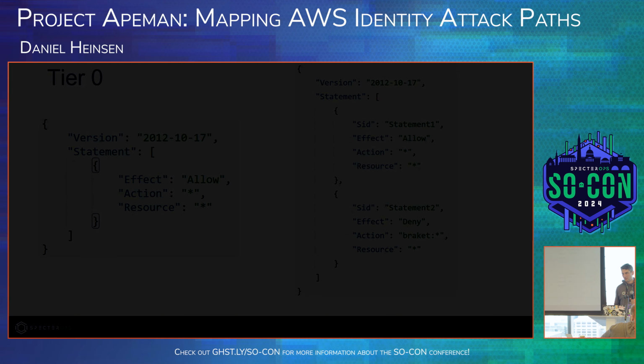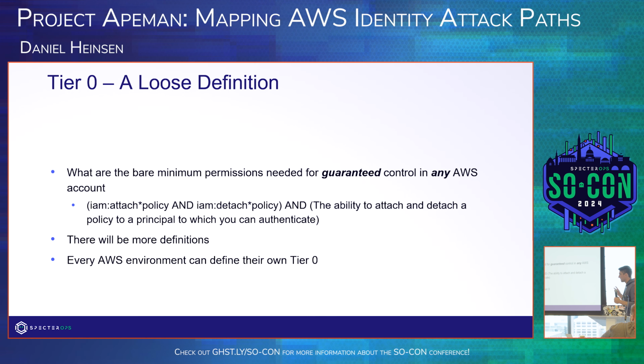And then obviously you could probably see where I'm going with this. How much can we whittle away before it's not tier 0 or it's not admin? Or more properly put, what does it mean to be admin? What is the essence of it? And so we kind of came down to this first definition. And it's going to be probably the first of many, which is, what's the bare minimum that I can have where I can guarantee an account takeover, right? And we came to attach role policy and detach role policy and the ability to authenticate as the principal where we can attach and detach that role policy.